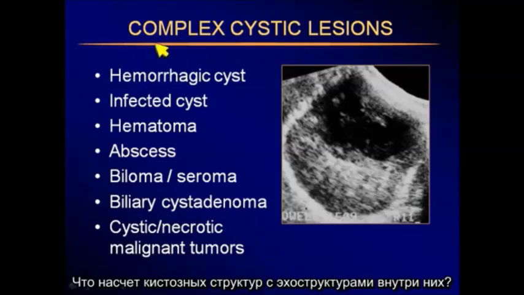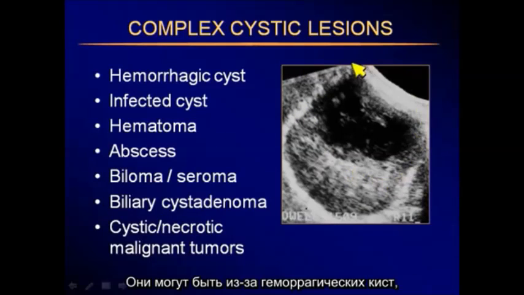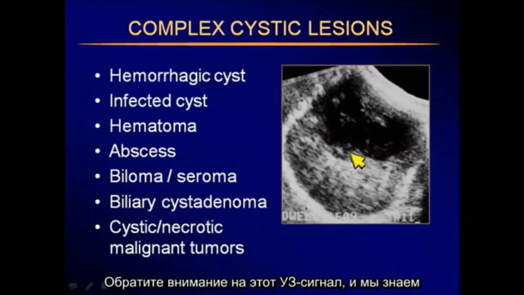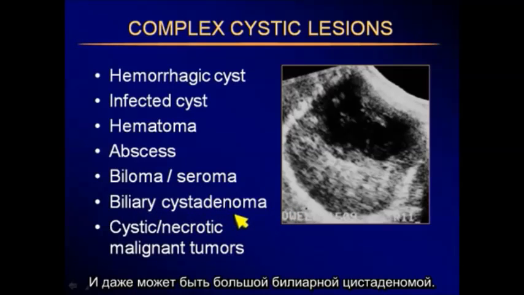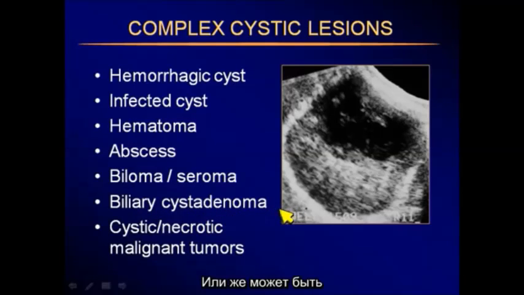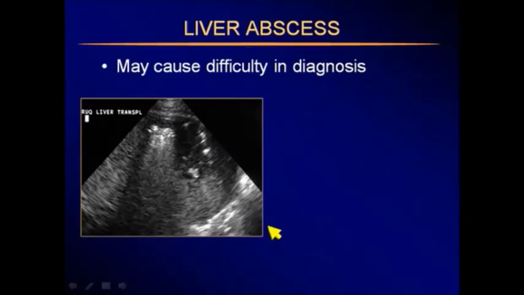Complex cystic masses. What about cystic masses with echoes inside of them? Well, that could be from a hemorrhage within a cyst. It could be from infection in a cyst. It could be a hematoma in the liver. It could be an abscess in the liver. Notice that there's through transmission of sound, so we know that this is of a cystic nature. In this case, this was an abscess. It could be a biloma or seroma. Could even be a large biliary cystadenoma. Or could be cystic or necrotic degeneration within a metastasis or a malignant tumor.